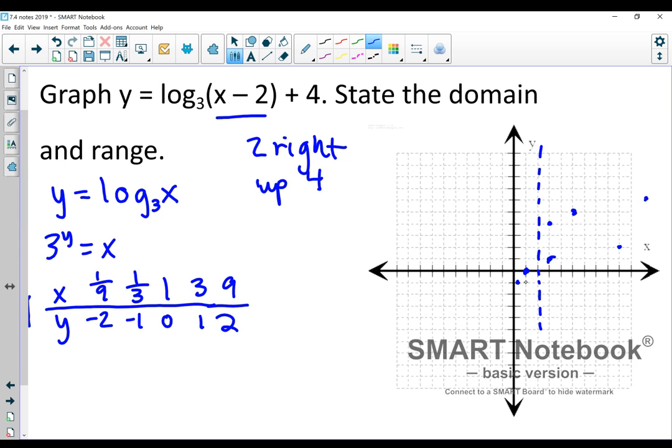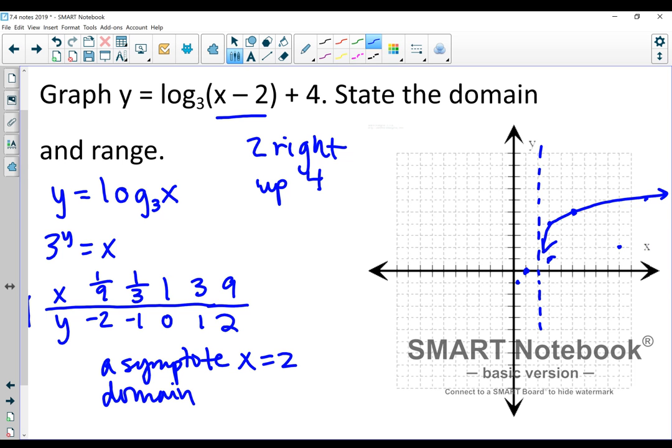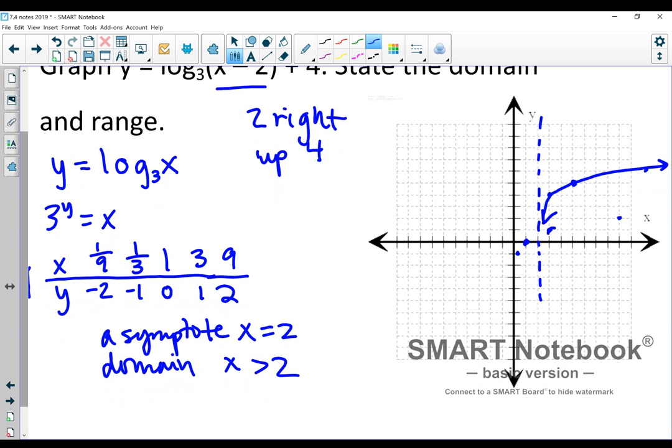And I didn't move this first point because it was a fraction, but I don't really need it on the graph to be able to tell where my graph is. So my graph is over here. So let's think about domain and range again on this one because it's more interesting. My asymptote is at x equals 2. And so my domain is x greater than 2. And my range is still all real numbers. And this is it for our 7-4 notes.